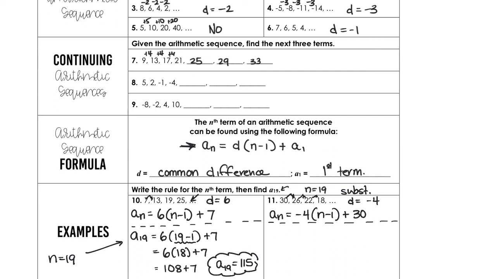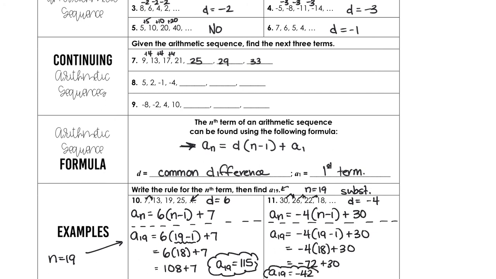And then from here, what I can do is plug it in. So a sub 19 means substitution. So n equals 19. So wherever I see an n, replace it with 19 minus 1. And I get plus 30. And then from here, I get a sub 19 is equal to negative 4 times 18 plus 30. And negative 4 times 18 is 40 and 32, so negative 72. So this is negative 72 plus 30. So my final answer to a sub 19 is equal to negative 42.